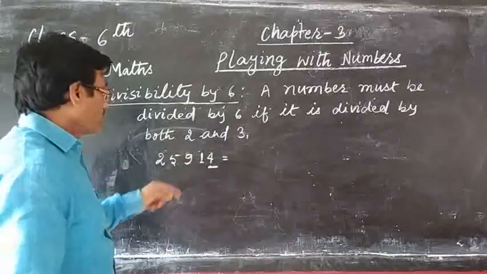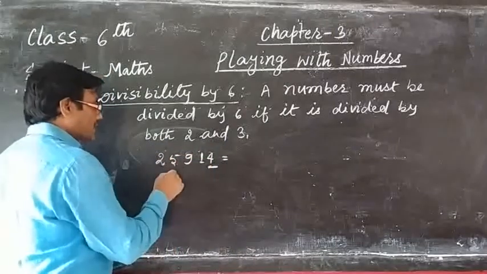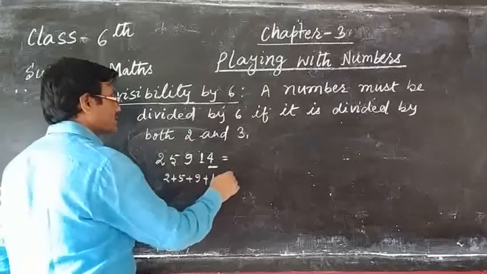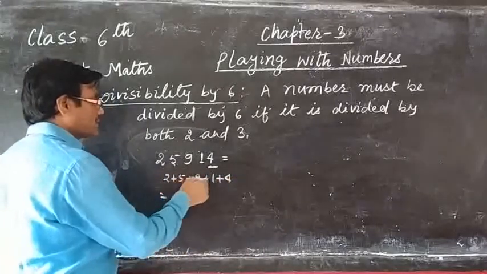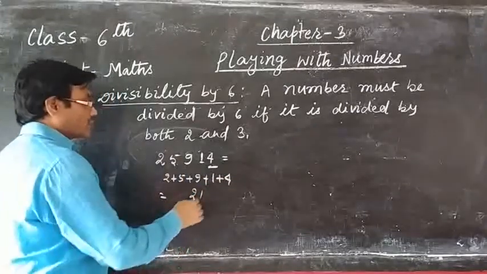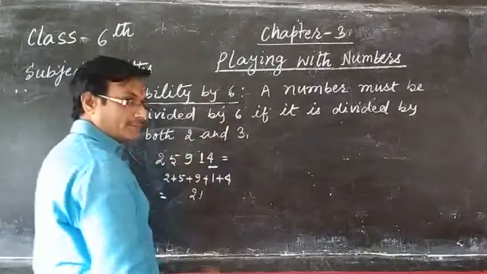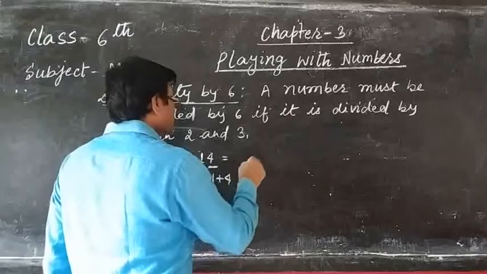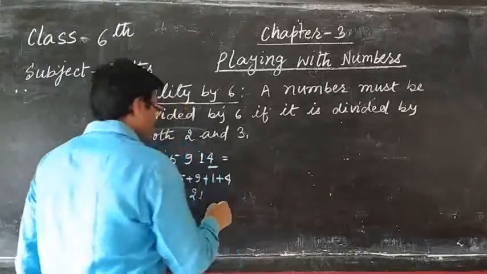Then what we have to do? Just add them: 2 plus 5 plus 9 plus 4 is equal to 2, 5, 7, 9, 16. 16 and 5, 21. The 21 is also divisible by 3. Therefore, it must be divisible by 6.